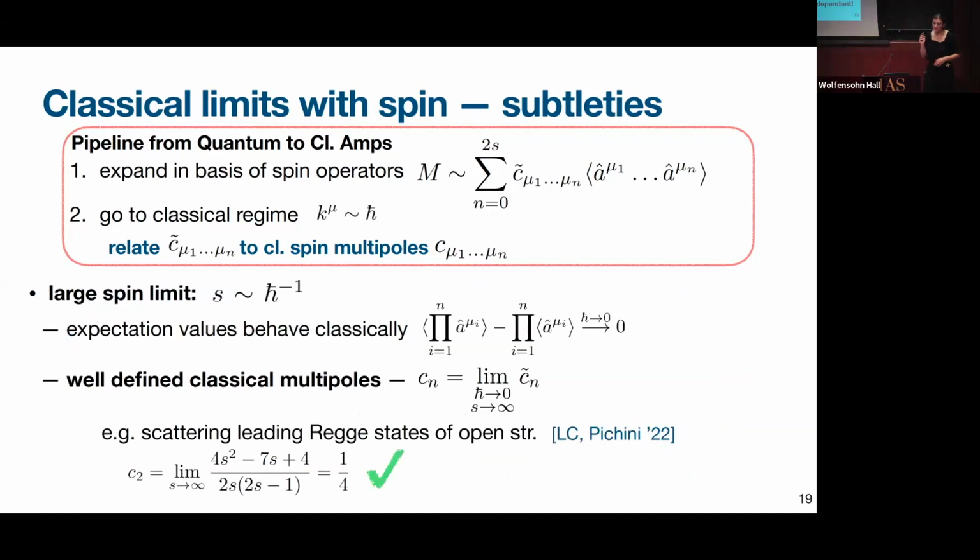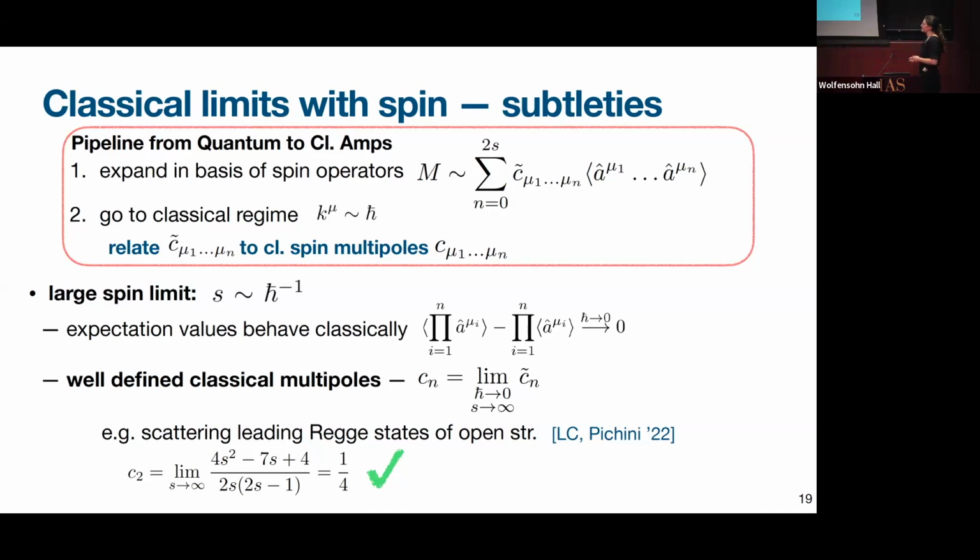So instead, what we do is we consider a large spin limit, where we scale our quantum number with an inverse power of h bar. Some motivation for this is that, in this limit, the variation of the expectation values of the operators vanishes, so you then behave more classically. And ultimately, these are what you want to identify with the classical spin parameter. So that's already good news. And now we also have well-defined classical multipoles.